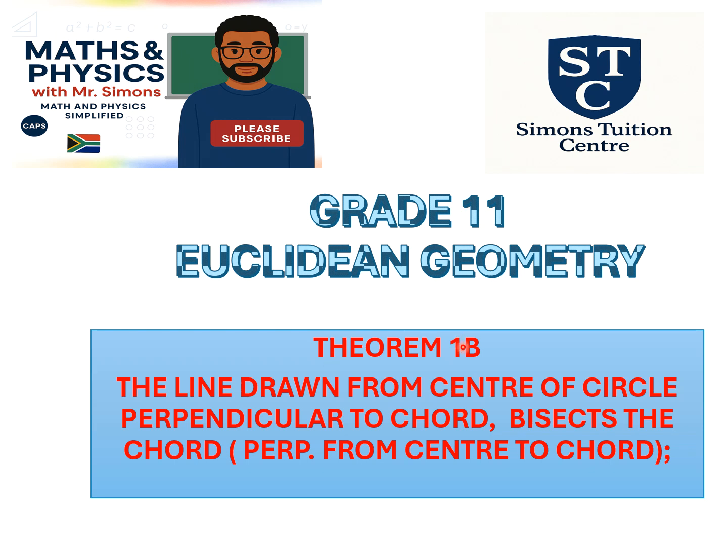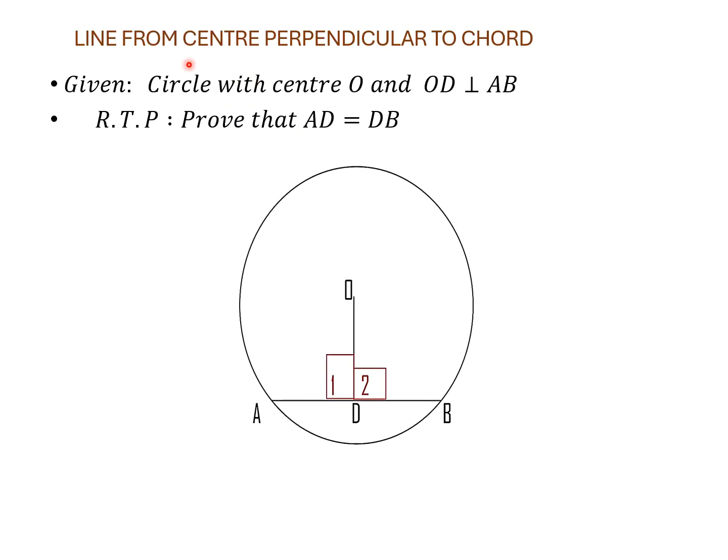Theorem 1b goes as follows. The line drawn from the center of a circle, perpendicular to a chord, bisects the chord. So they say perpendicular from center to chord. The previous one was midpoint of chord. So, line from center, perpendicular to chord.